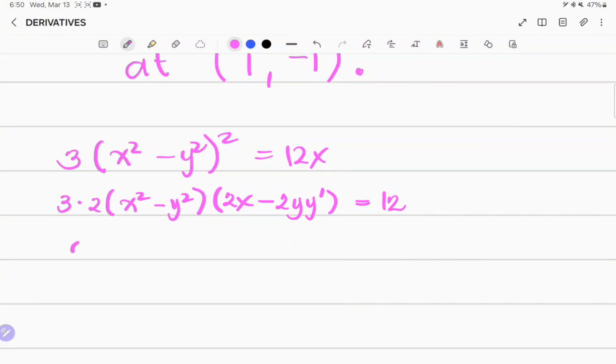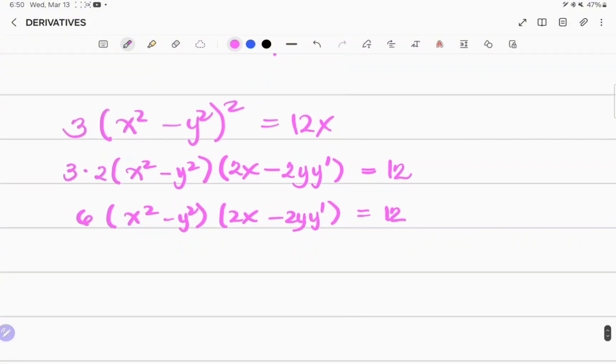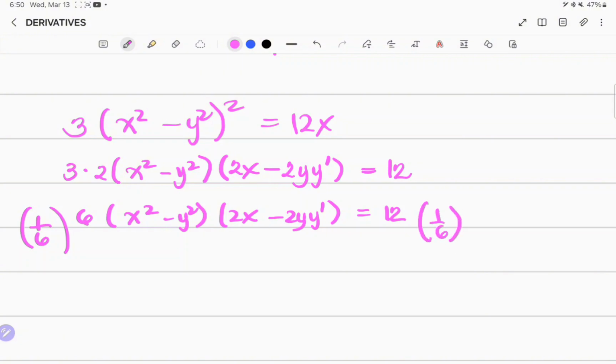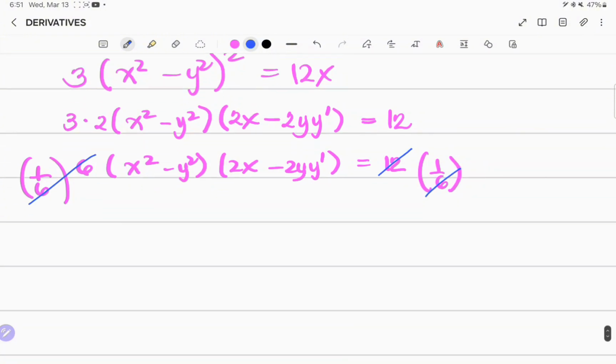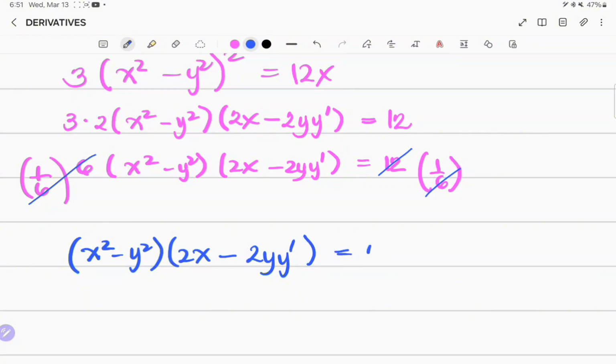Dissolving, 3 times 2 is 6, and times these quantities, that is equal to 12. We can now reduce 6 and 12 by multiplying 1 over 6 on both sides of the equation. So this side will become 1 times these two quantities, and this is going to be positive 2. Therefore, the new line of solution is (x squared minus y squared) times (2x minus 2y y prime) equal to 2.